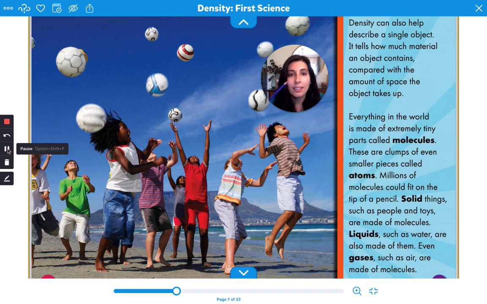Just imagine that. Take a look at the tip of this pencil. It has millions of molecules in it. Molecules must be really, really, really tiny. Solid things such as people and toys are made of molecules. Liquids such as water are also made of them. Even gases such as air are made of molecules.